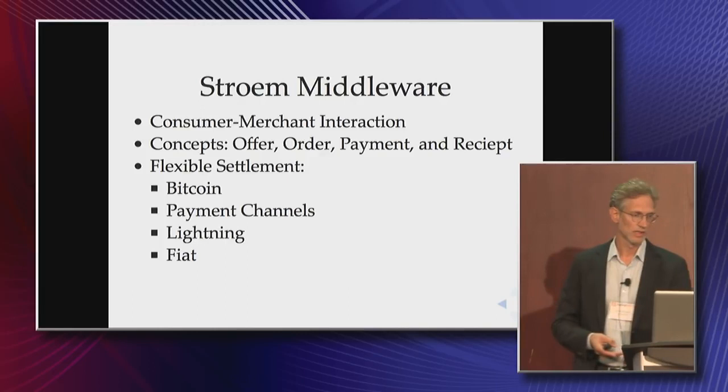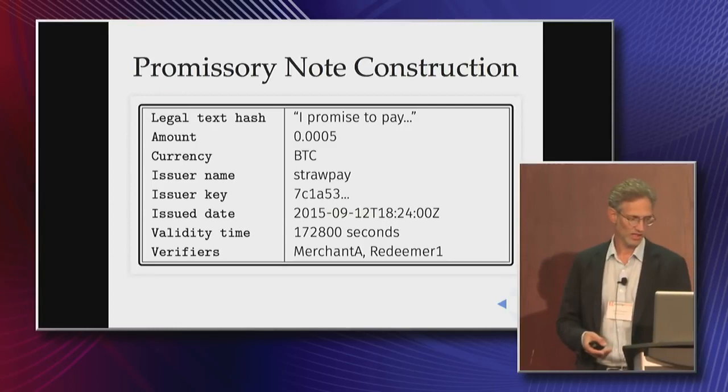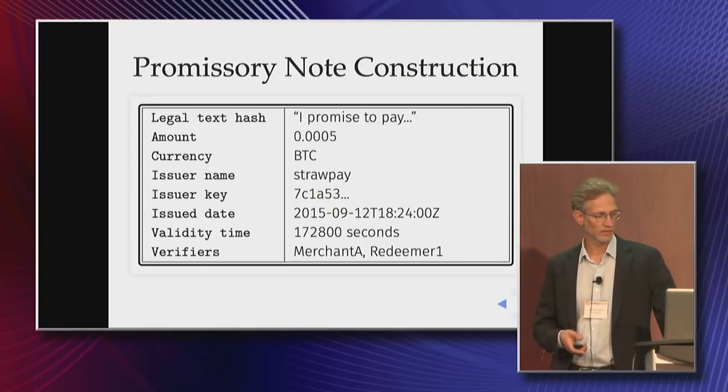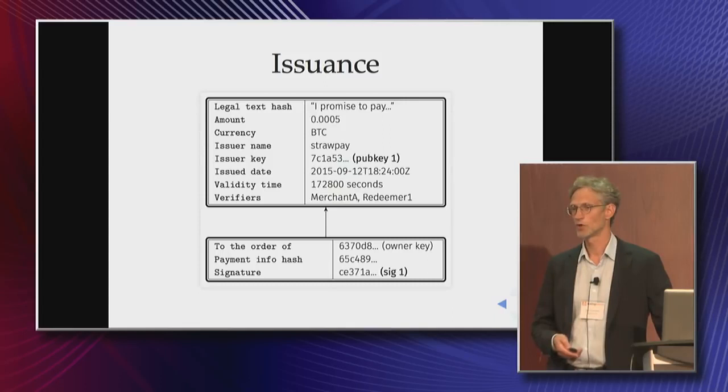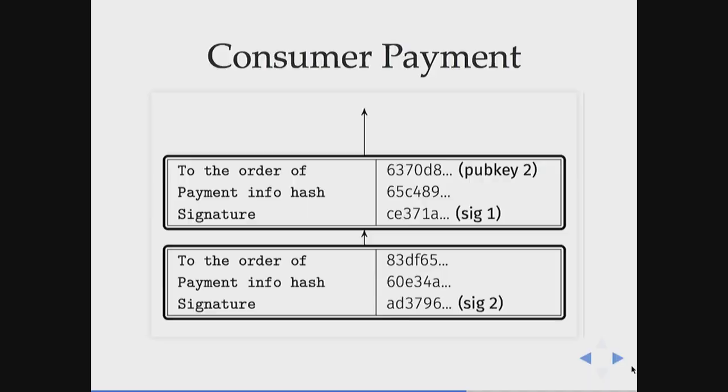So how can we construct a digital note for this kind of application? It's a set of attributes. Typically, it contains important things like the amount, the issuer, and the validity time. When it's created, it's signed by the issuer to the first owner, which in this case is the consumer, using a digital signature. The consumer makes a payment by transferring it to the merchant, and that's done with a second signature. So to transfer these notes, you need to create a digital signature, which means you need to control the private key of the owner. So basically, these notes shouldn't be easy to steal.